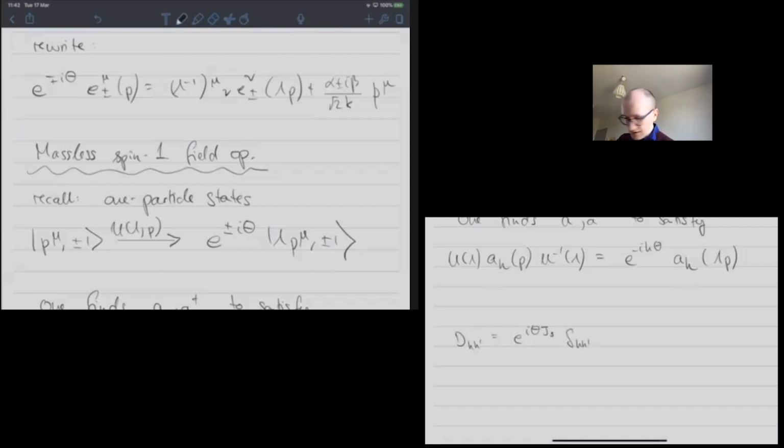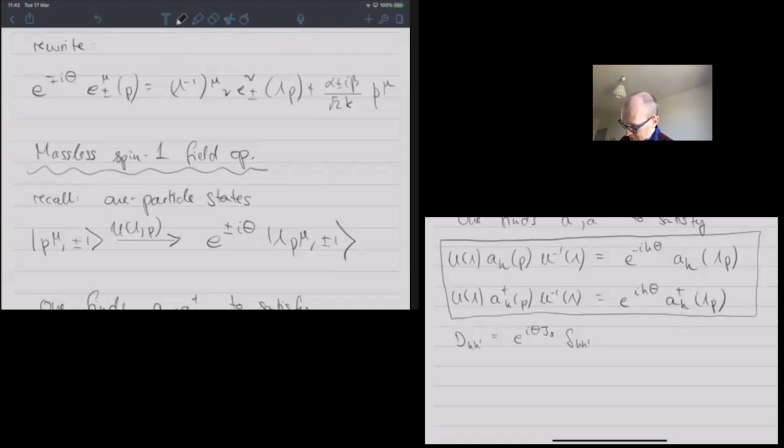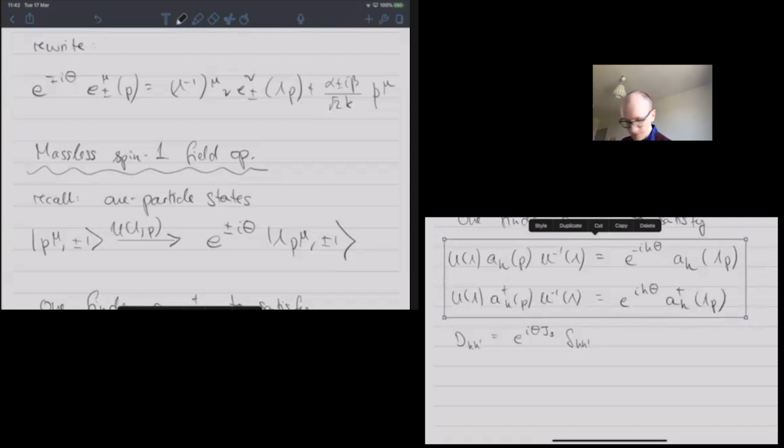Okay, and the analogous thing, U lambda a dagger h of p U inverse of lambda, just gives me the opposite phase, e to the i h theta a dagger h of lambda p. And let me perhaps just one more time say that h is, if we talk about helicity, the J3 eigenvalue, and we sometimes have denoted it as h, and sometimes we have denoted it as J3.